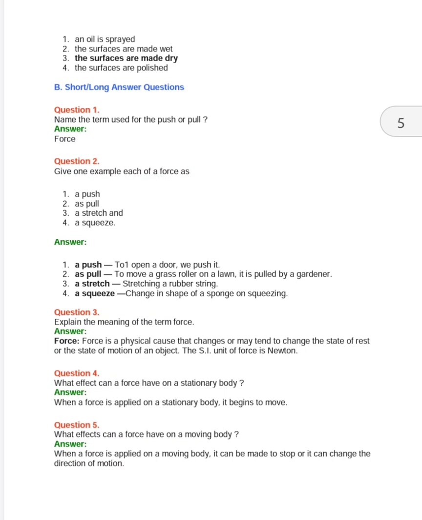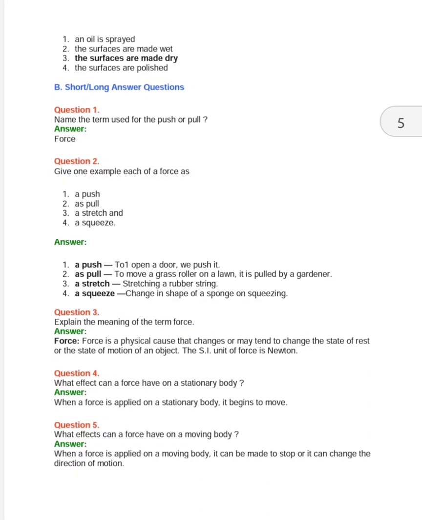Answer 1. A push. Open a door, we push it. 2. As pull. To move a grass roller on a lawn, it is pulled by the gardener. 3. A stretch, stretching a rubber string. 4. A squeeze, change in shape of a sponge on squeezing.